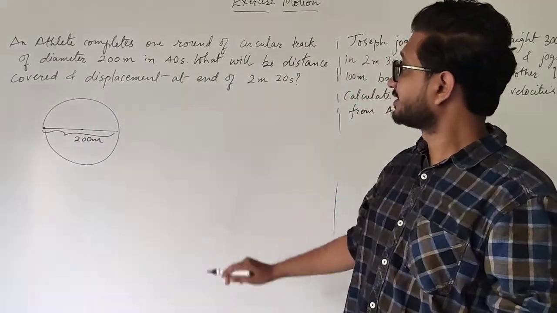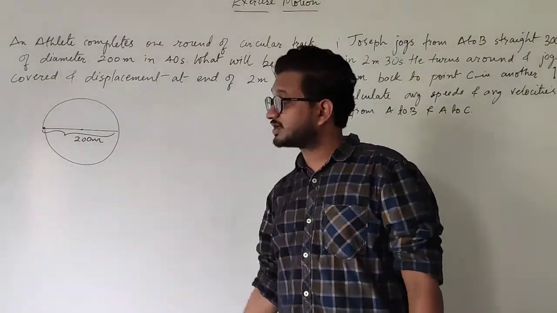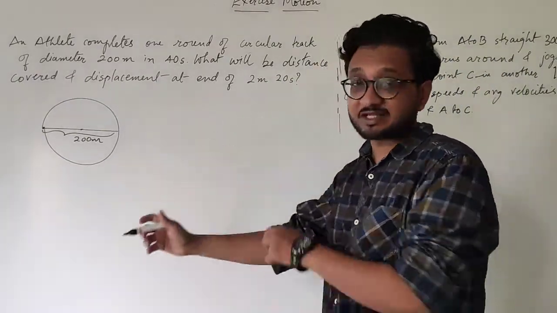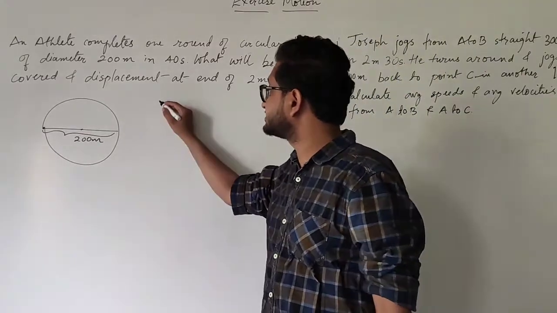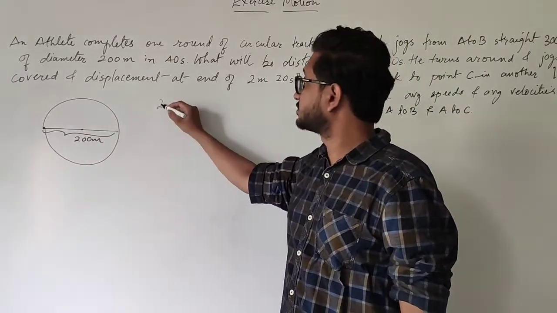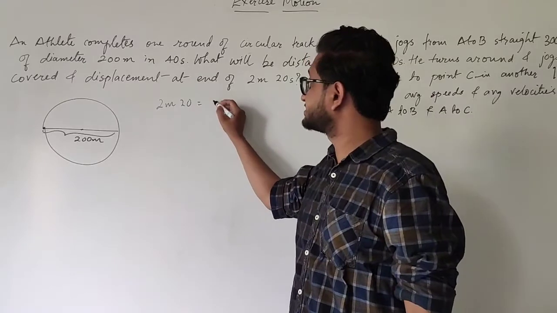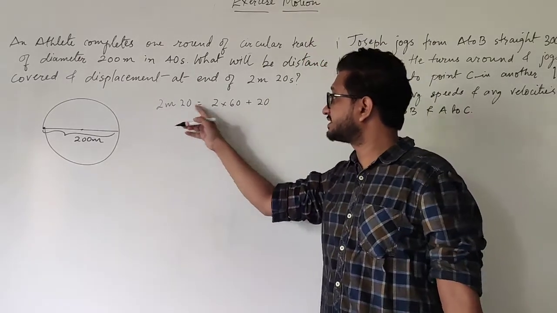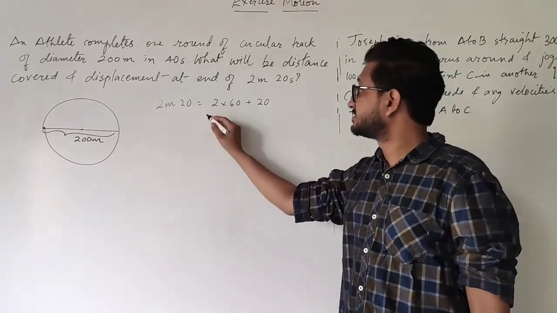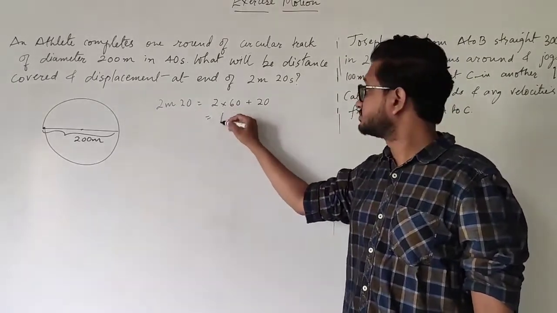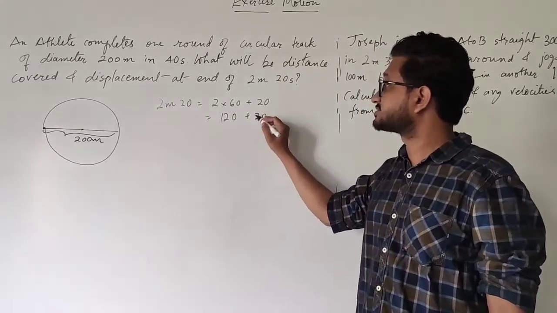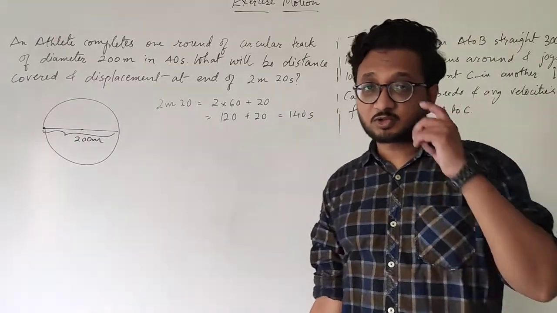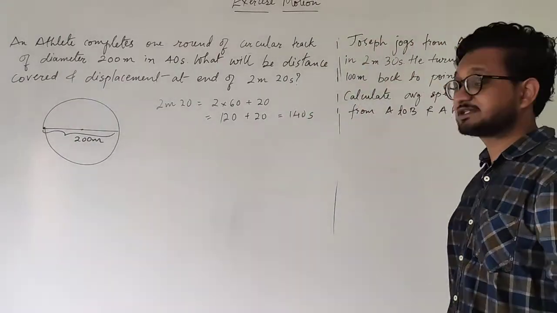And it is asked what will be the distance covered at the end of 2 minutes and 20 seconds. So first of all, you need to convert 2 minutes and 20 seconds into total seconds. That is 2 into 60 plus 20, which is 120 plus 20, so it becomes 140 seconds. So the total time is 140 seconds.